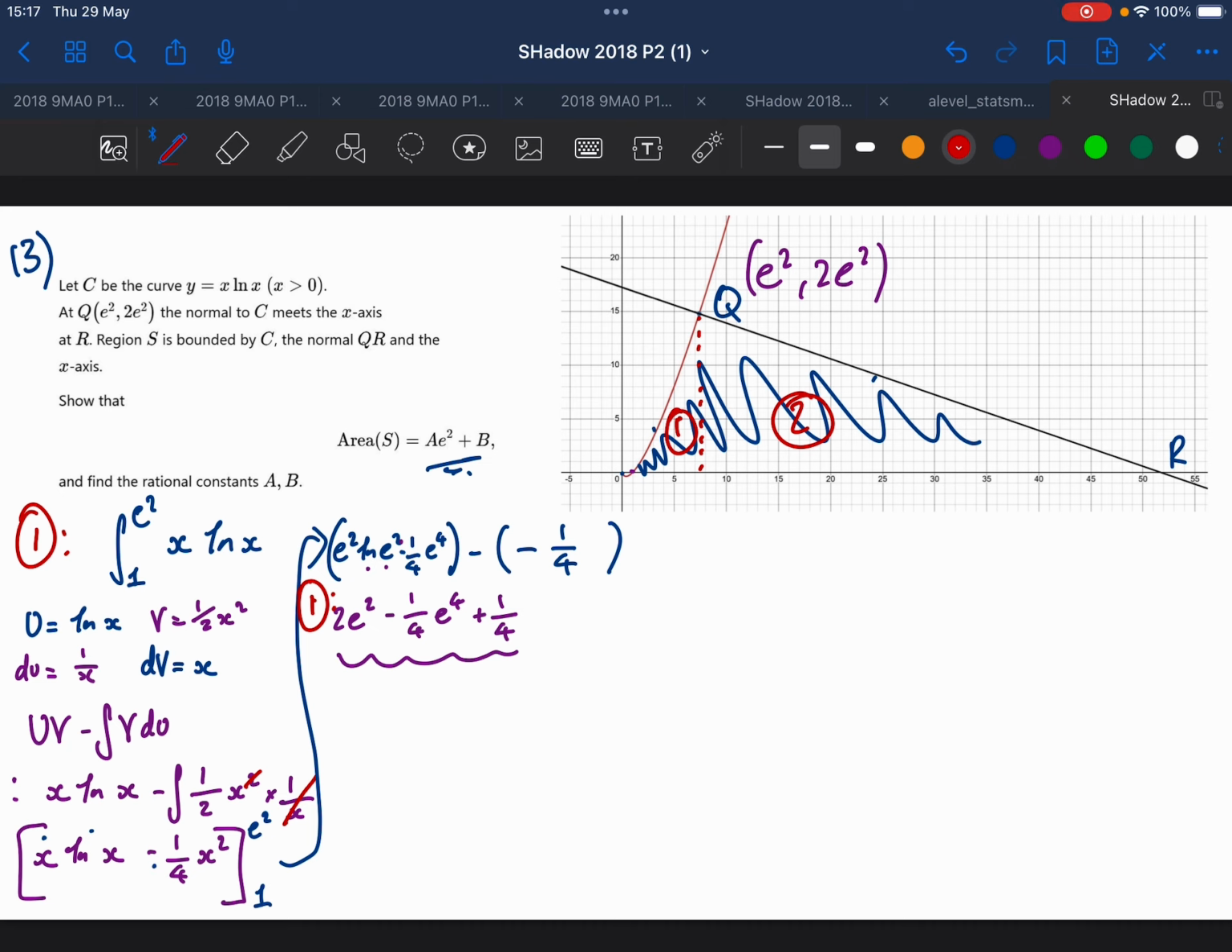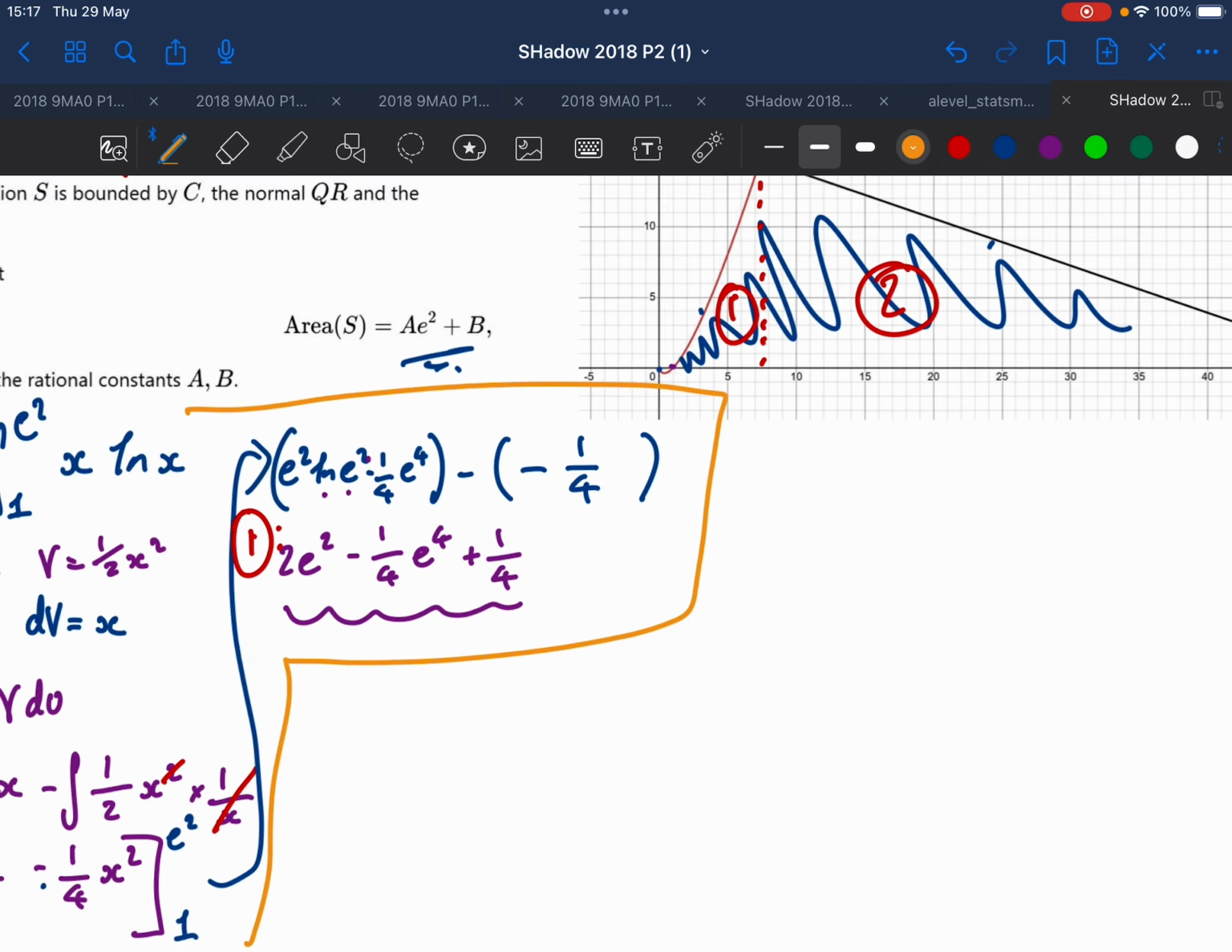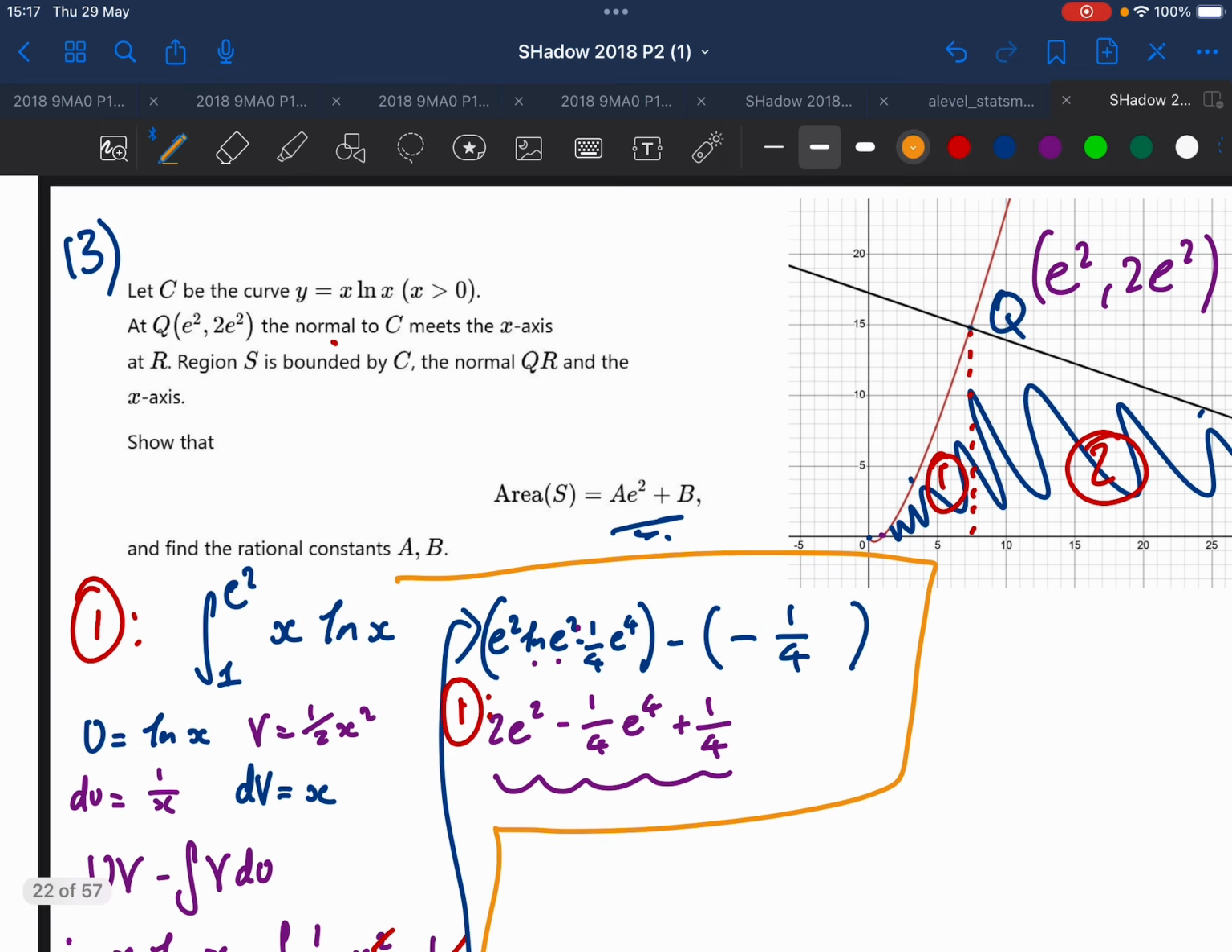Okay, so we're doing integration by parts, and that's what I've got for that bit there. Now, how to do the other bit? So the triangle, I want to be using the fact that normal is given to me in the question. So I actually want to do some differentiation here. So we're going to just kind of go like that.